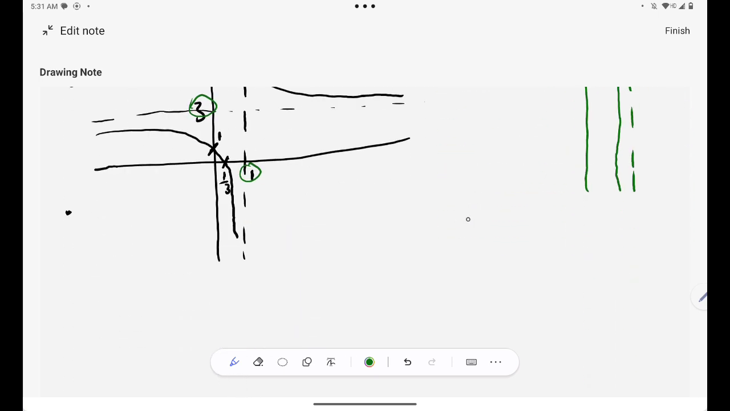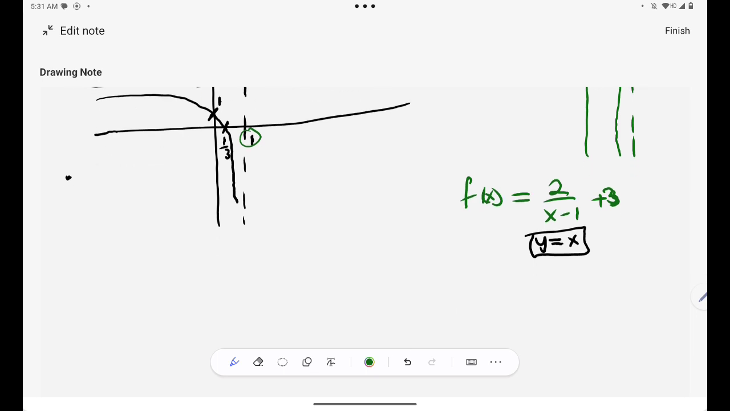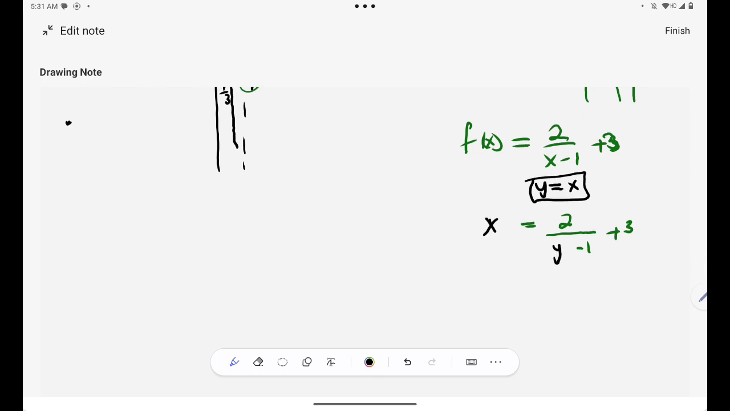Are you together? I know that for my f of x, I had 2 over x minus 1 plus 3. For me to calculate my inverse, I need to reflect the graph of f of x along this line. Are you together? And then now, whenever I see x, I must put y. Whenever I see y, I must put x. Just like this. Are you together? And all I need to do is to just isolate y.